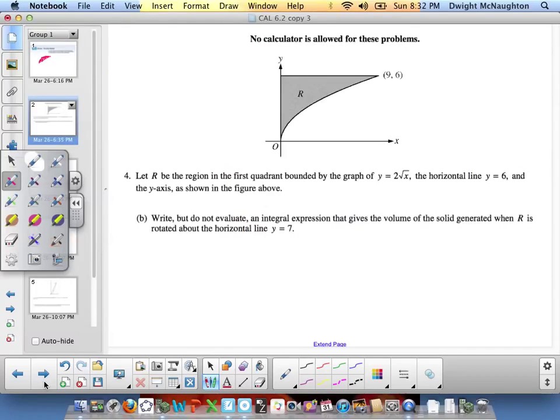All right, so here's an example. This is from an old AP test. It's going to be more than just cross-sectional area. It'll be some rotations and some cross-sectional volume, some rotations in area.